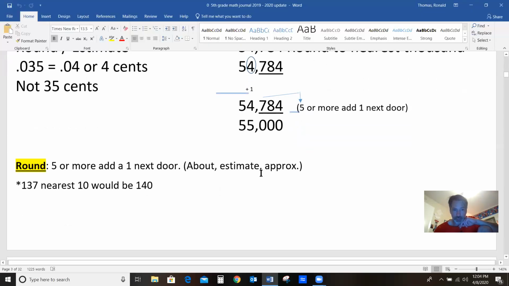About, estimate, approximately. 137 to the nearest 10? Well, the 1 is in the 10s place, circle the 3, underline the 7, but add a 1, 140. Rounding is pretty easy if you pay attention.